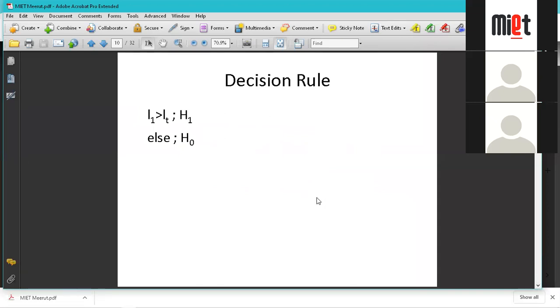So you can see we got hypothesis 1 if this computation of the likelihood function L1 is greater than the L threshold, right? Then it is hypothesis 1. If it is less than the threshold, then it is hypothesis 0. Please go to the next one.